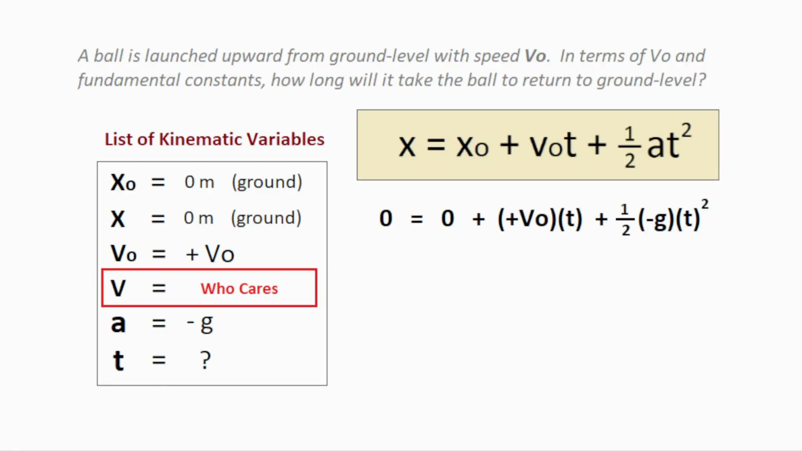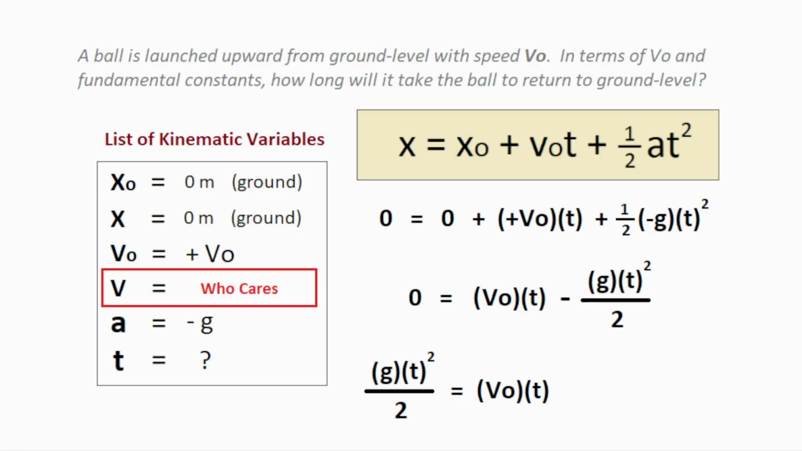To make it look a little nicer, I'll change plus 1/2 negative g t squared into minus g t squared over 2. And now I can take this negative term and add it to the other side. Doing it this way makes it stand out that we can divide each side by t to eliminate one of the t variables on each side. And now I just need to perform the algebra, rearrange the equation to get the t variable by itself, and that would give me the final answer of 2v0 over g. Notice that I've written t in terms of the given variable v0, and then the constants 2 and g.